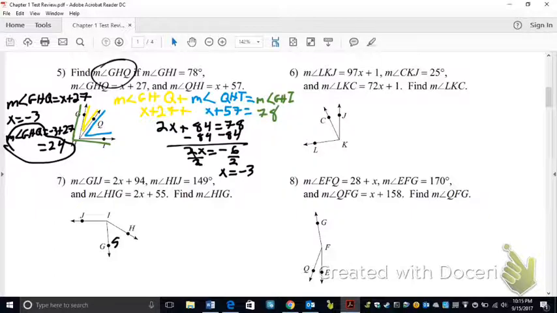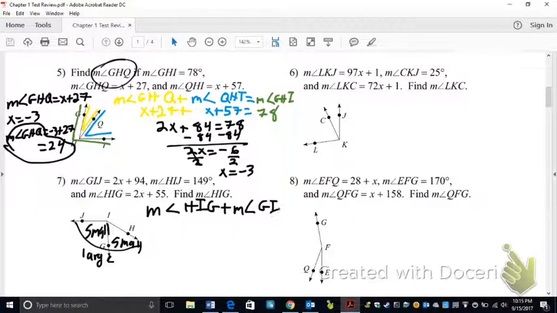So, moving on to number 7. Now, I'm not going to do the yellow and blue makes green. I'm just going to note that the small angle plus the small angle here have to equal the larger angle. So that means that the measure of HIG plus the measure of GIJ is going to equal the measure of HIJ. HIJ is the large outside angle.